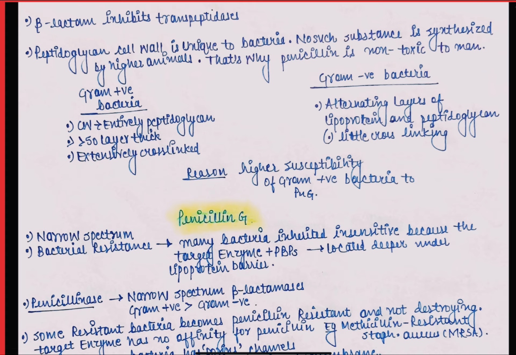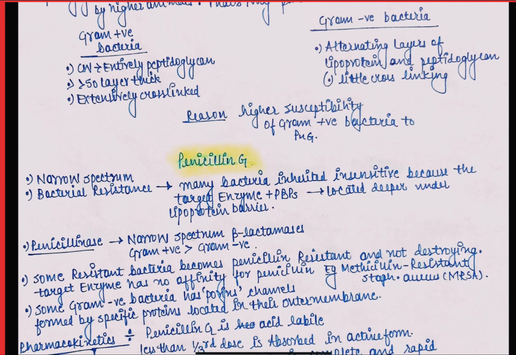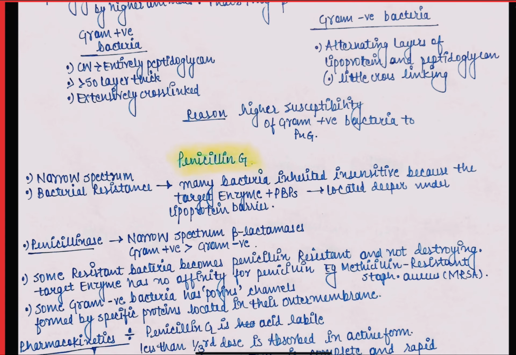Now we will talk about penicillin G, which is also known as benzyl penicillin. It has a narrow spectrum. Why does it have a narrow spectrum? Because it has a low water solubility. So it mainly acts on gram positive bacteria. A few gram negative ones and anaerobes it can act on.